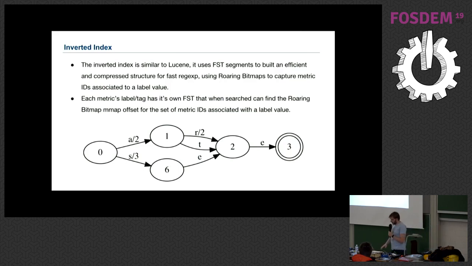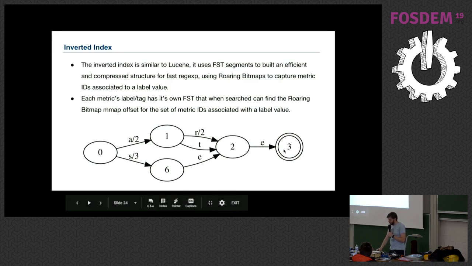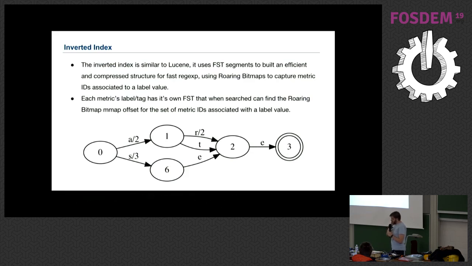So every time we find a label value match, we can pull up the roaring bitmap, basically decode it by attaching the containers to the map's memory, and then be able to intersect a lot of these metrics queries and combine the results together.